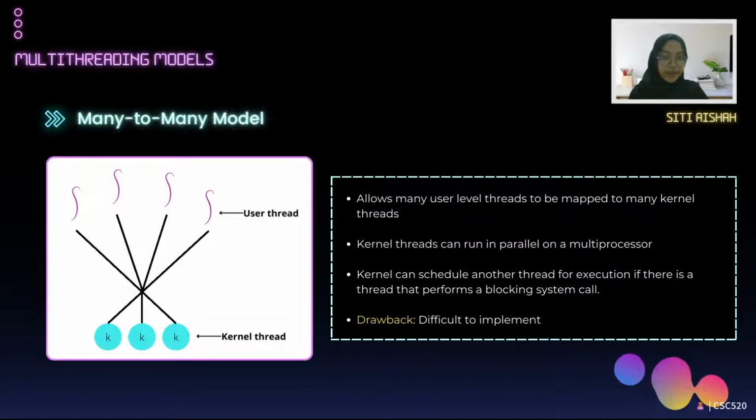So the next model is the many-to-many model. This model will allow many user-level threads to be mapped to many kernel threads. These kernel threads can be run in parallel on the multiprocessor. If there is a thread that performs a blocking system call, this model will let the kernel schedule another thread for execution. But there is one drawback for this model, which is that it is difficult to implement.